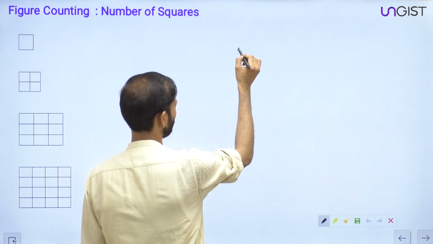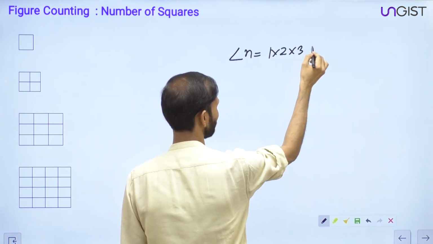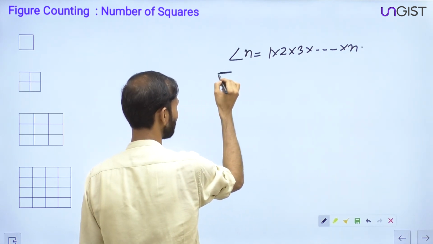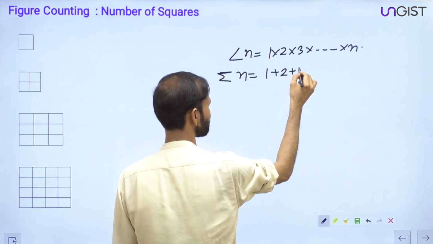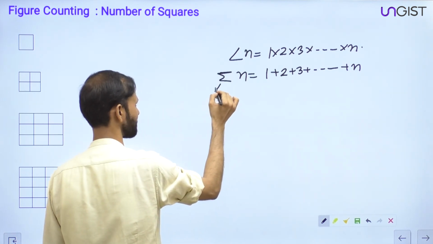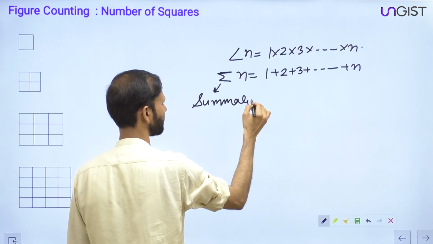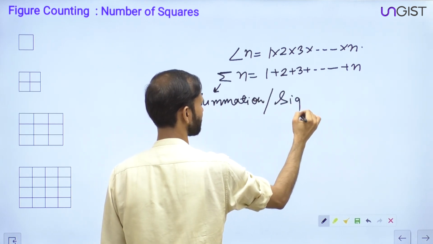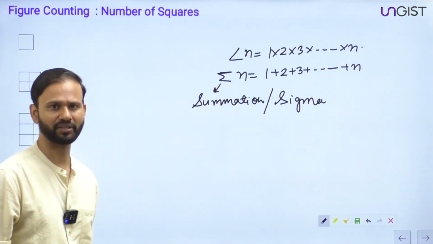Guys, factorial n is what? This is the product of 1, 2, 3, 4, 5, 6 up to n, right? And summation n is what? Summation n is the sum of 1 plus 2 plus 3 plus 4 up to n. This symbol is known as the summation symbol, or sometimes we call it the sigma symbol also.